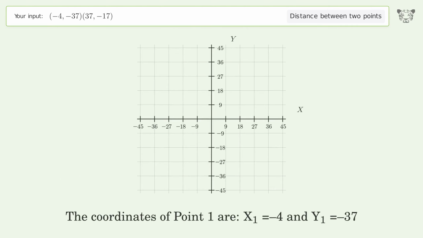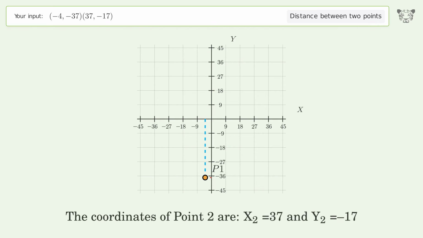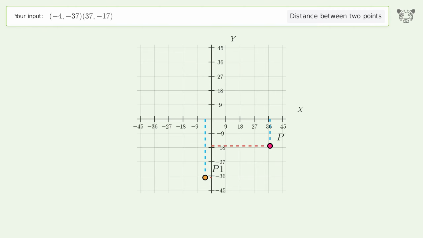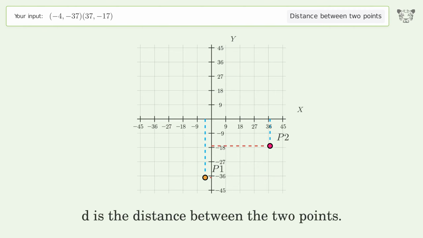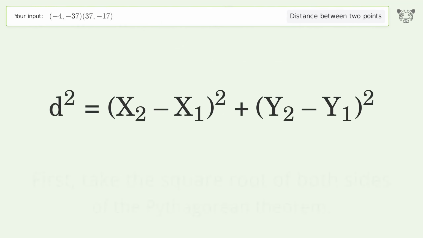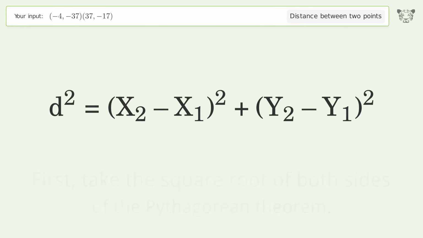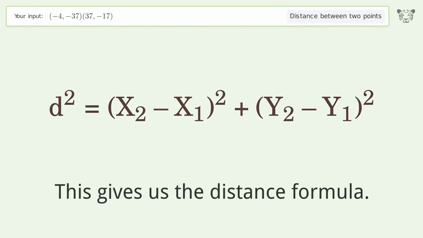The coordinates of point 1 are x1 equals -4 and y1 equals -37. The coordinates of point 2 are x2 equals 37 and y2 equals -17. D is the distance between the 2 points. First, take the square root of both sides of the Pythagorean theorem. This gives us the distance formula.